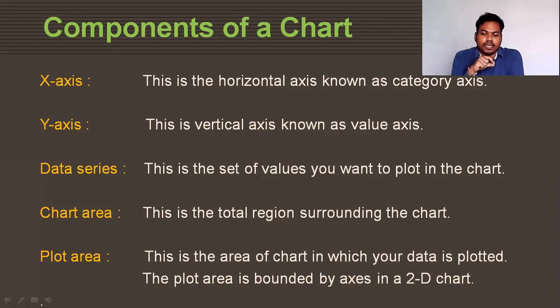Now the chart area. This is the total region surrounding the chart, the complete chart, the title, and what the x-axis is representing, everything that is part of that chart is known as the chart area, the complete area. And the plot area, inside the x and y axes where the chart is plotted, is the area of the chart in which your data is plotted. The plot area is bounded by axes in a 2D chart. Obviously only the x and y axes are there, so we are representing the values using a 2D figure.